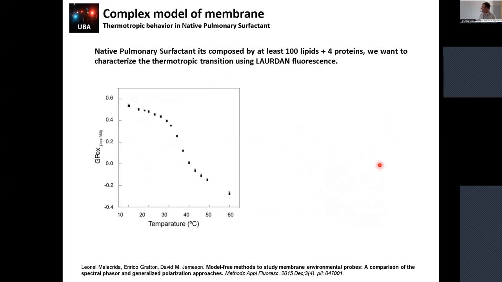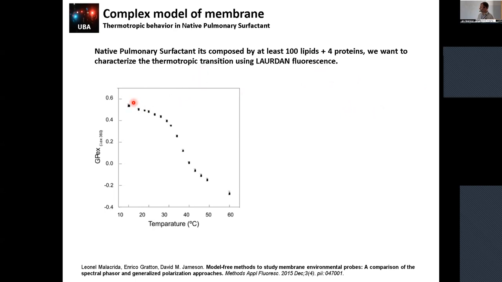And this is a very complicated system because it is a pulmonary surfactant, which is basically the substance that we have in the lung in order to decrease the surface tension and enable us to breathe without collapsing the alveolus. And it's composed of 100 lipids plus 4 proteins. Basically, it's really, really complex.